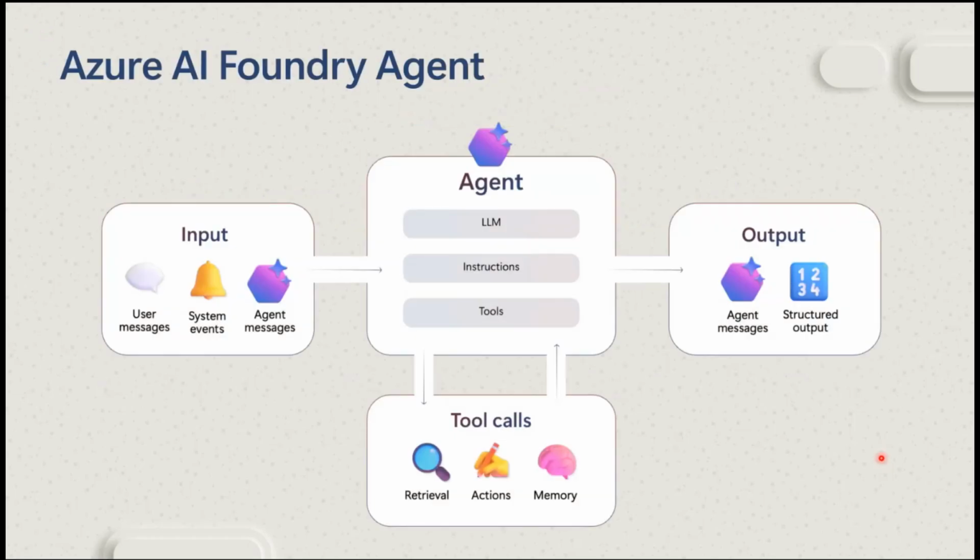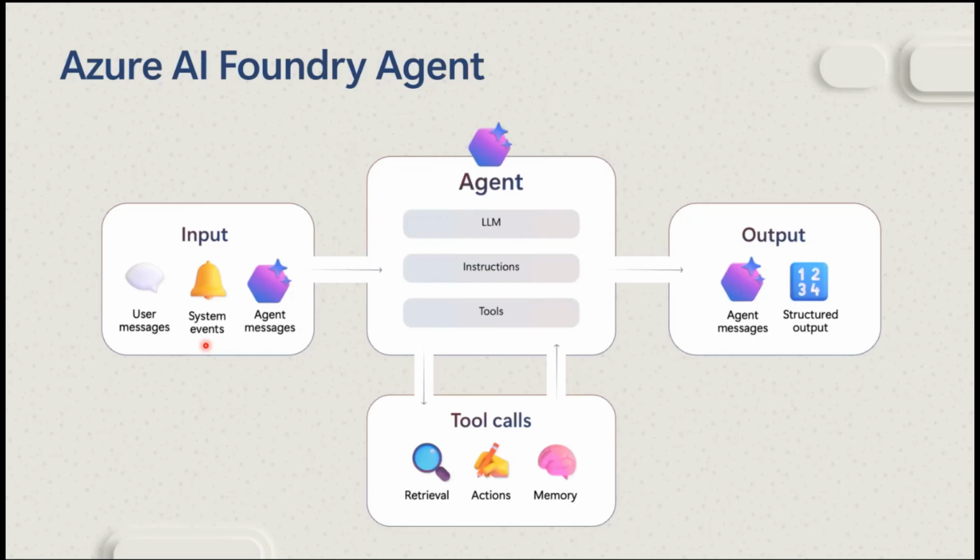So what does this Azure AI Foundry agent architecture look like? Number one, you're going to be providing an input, whether it be from a user. For us, in this case, we're going to be chatting with the agent, or it can be from other agents because it can be a multi-agent system. Or in the case of system events, you can even have the agent become triggered from a specific set of events.